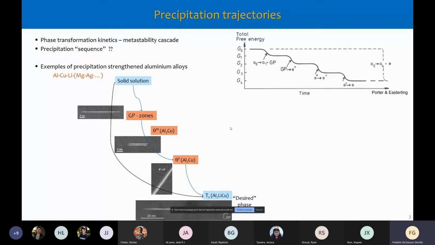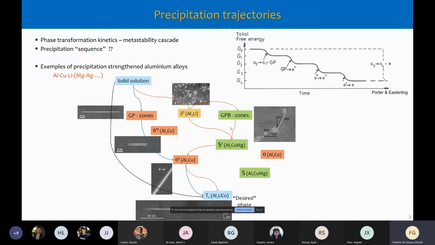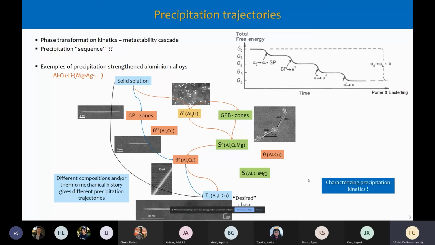And because of this, there are other possible systems which also have metastable phases that may form, like aluminum from the aluminum-lithium system, from the aluminum-copper-magnesium system, etc. So what interests me really is how the system chooses one of these many trajectories in the phase space, and how you can control the way it switches from one trajectory to the other. So really, you can act on this and choose one trajectory over the other.